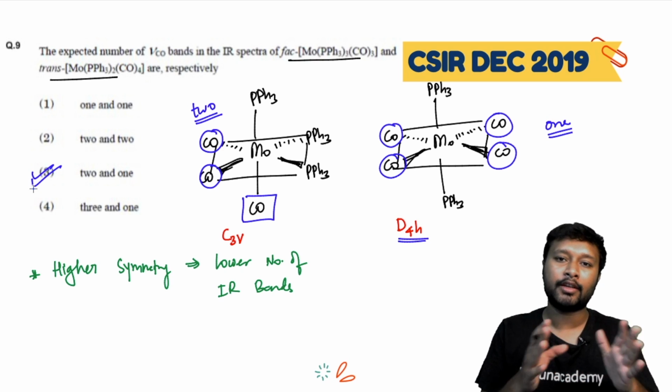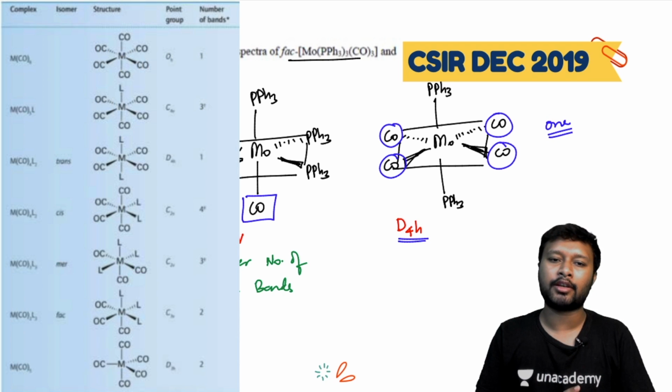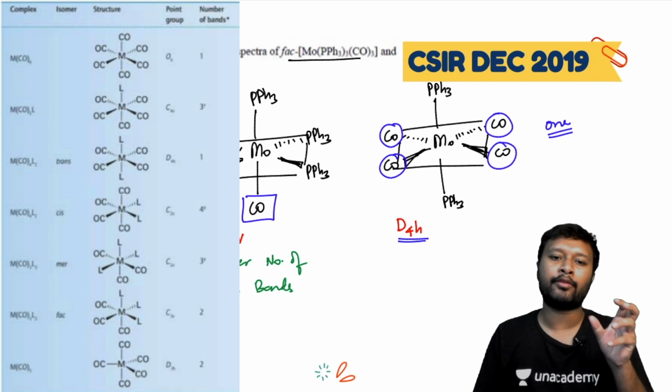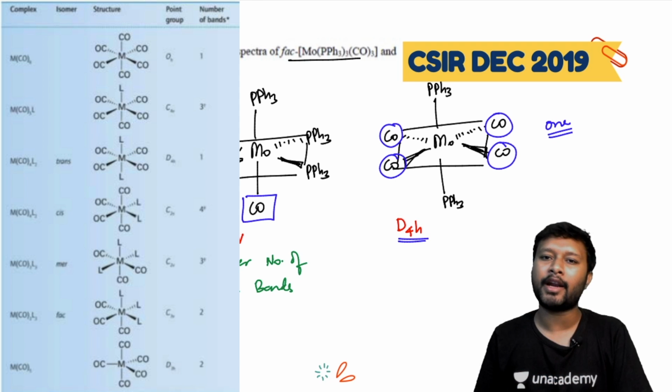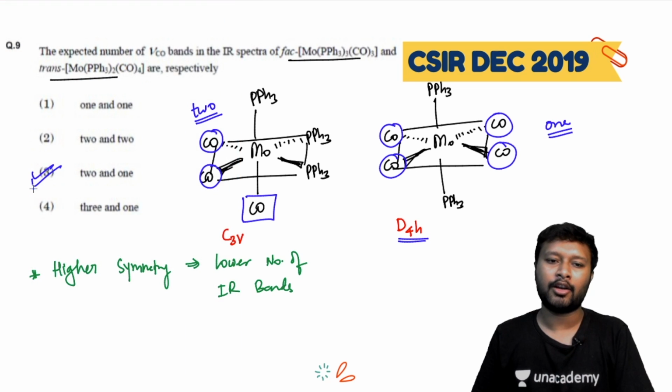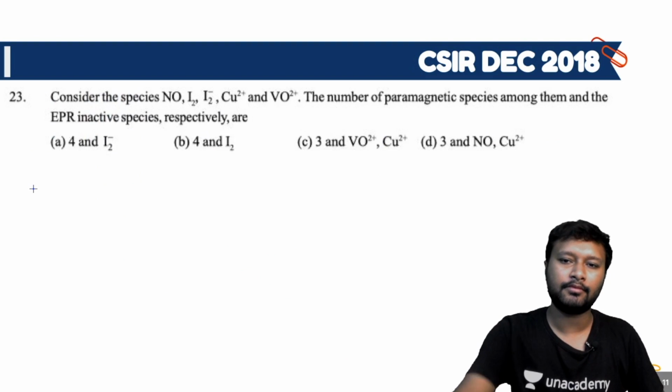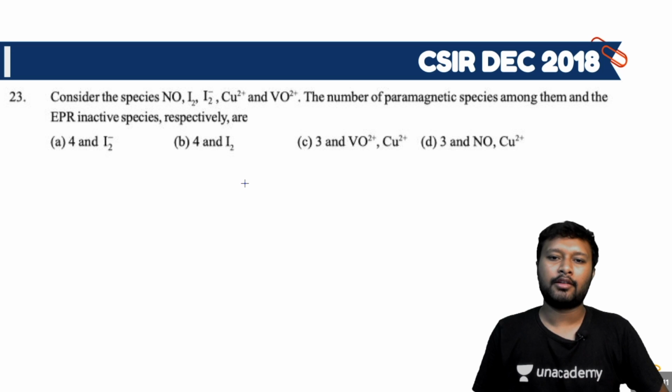I'll also give you that particular list right now. You can see it on the screen, and in that list you can just figure it out. You can take a screenshot or just note down what kind of point group there will be, what kind of isomer it is, and how many IR bands you get corresponding to that. Alright, so I guess this is much clearer from that. Okay, let's go for the next question now.